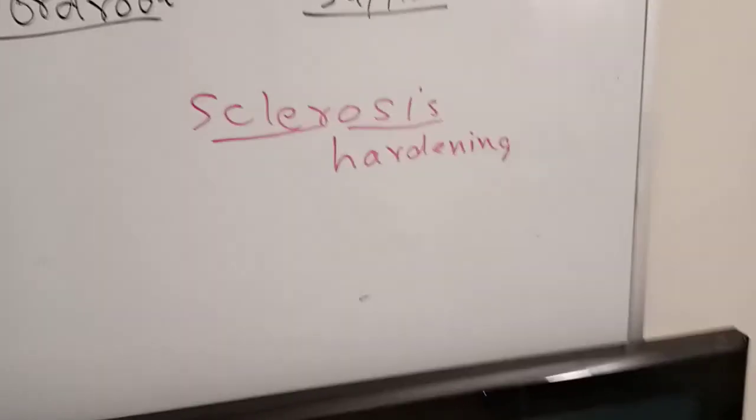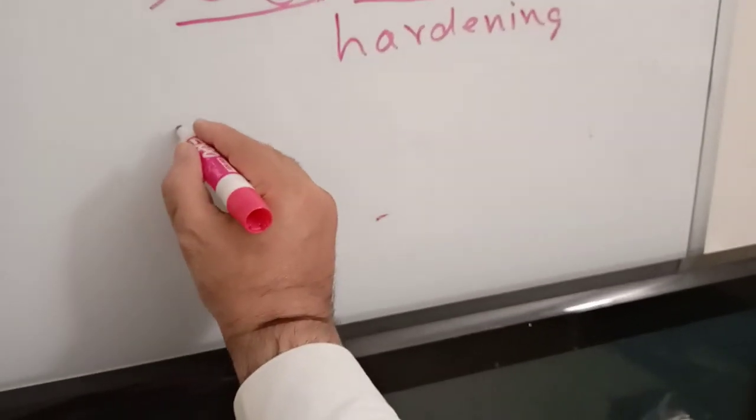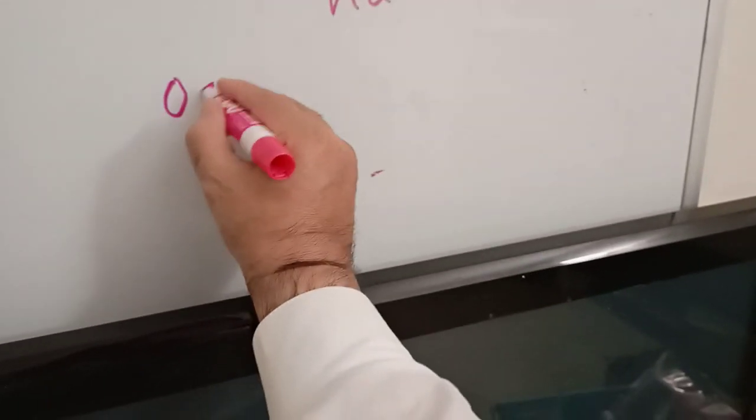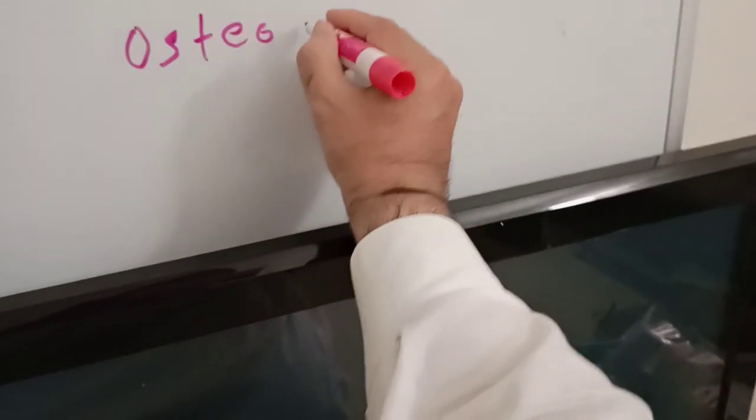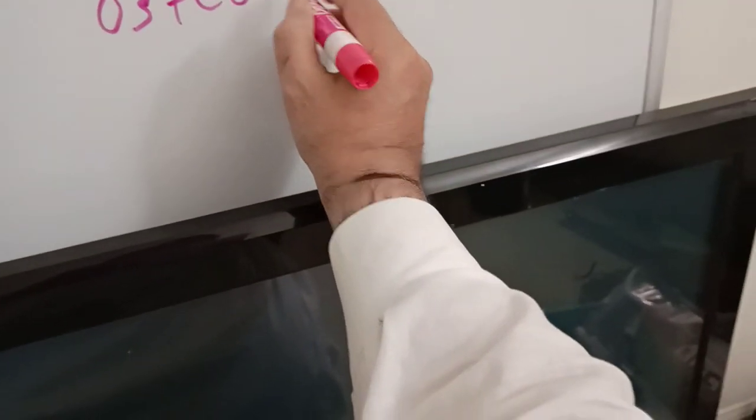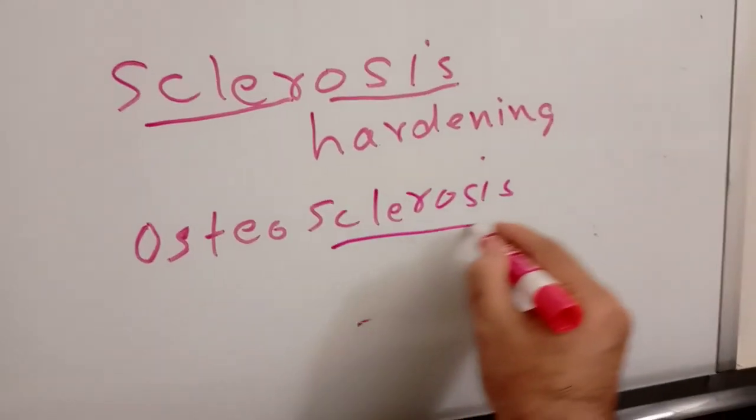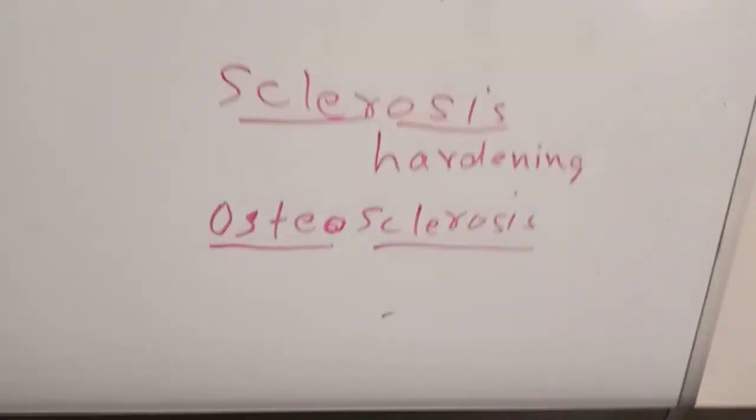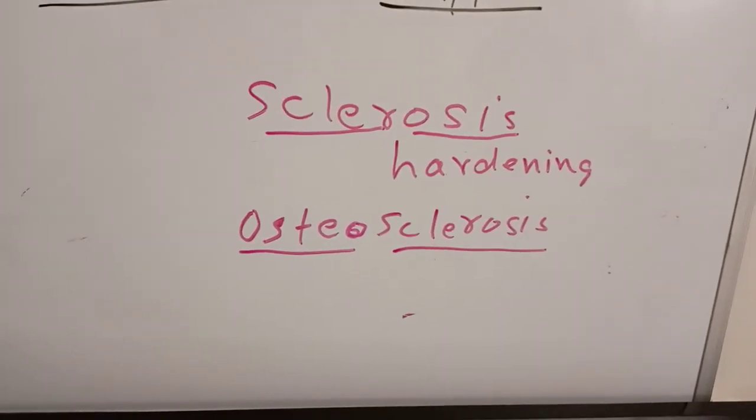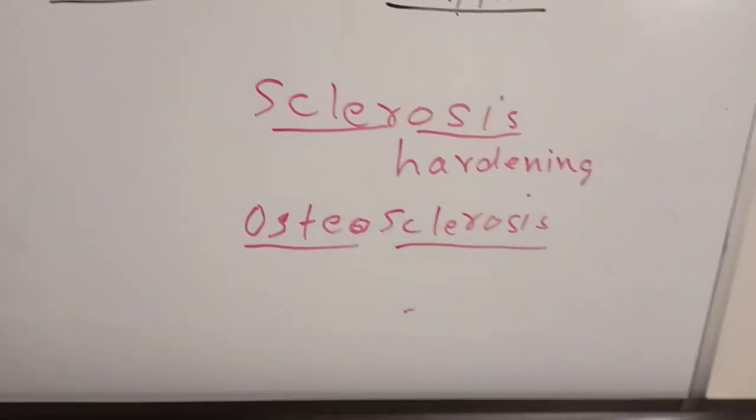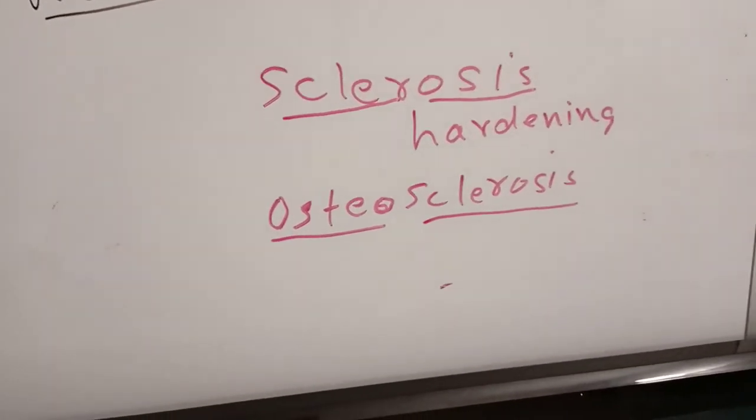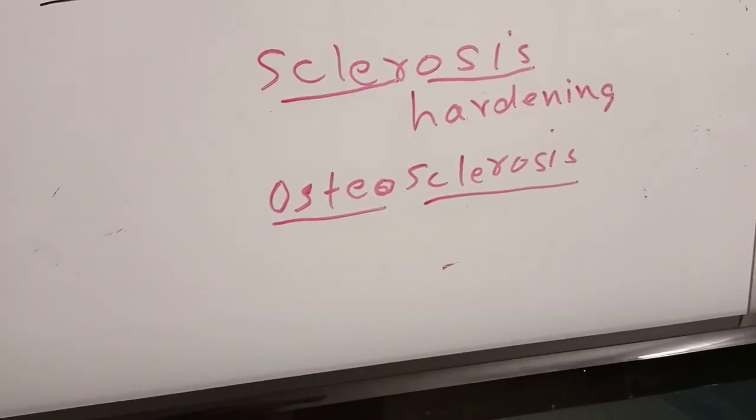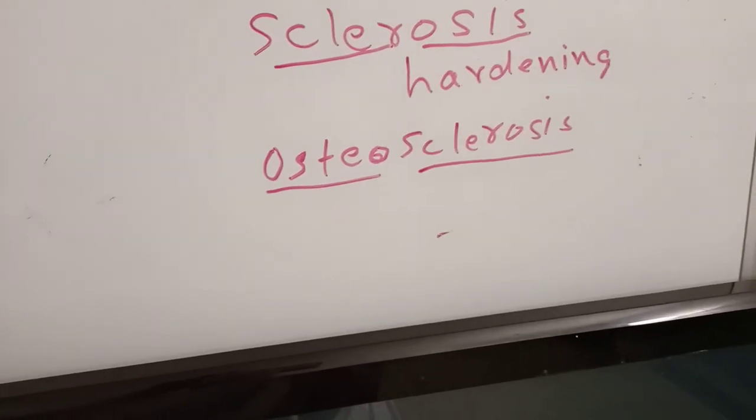What has become hard? Bone has become hard. Osteosclerosis. Sclerosis is hardening, oste is bone, O is the vowel. So osteosclerosis is hardening of the bone.